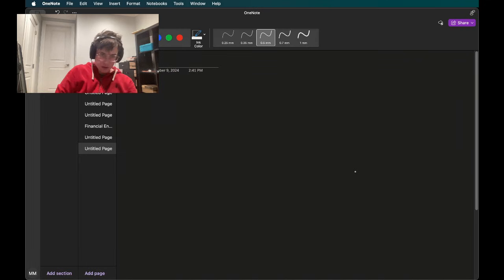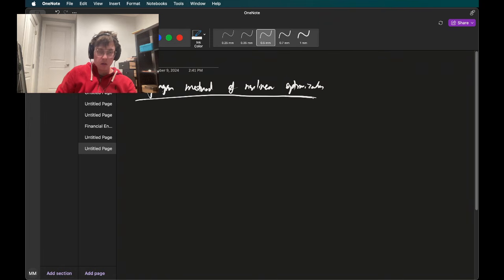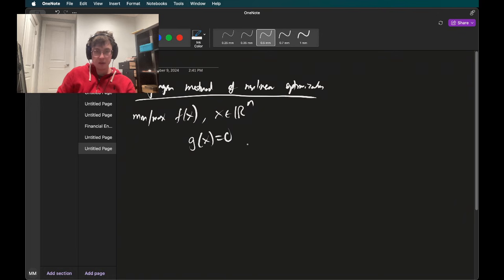Hi everybody, today we're going to talk about the Lagrangian method of nonlinear optimization. In the previous lecture, we talked about general nonlinear optimization, but now in addition, we're trying to minimize or maximize a function with x being in Rn. But in addition, there's a constraint that g of x equals 0, where g of x is another function.